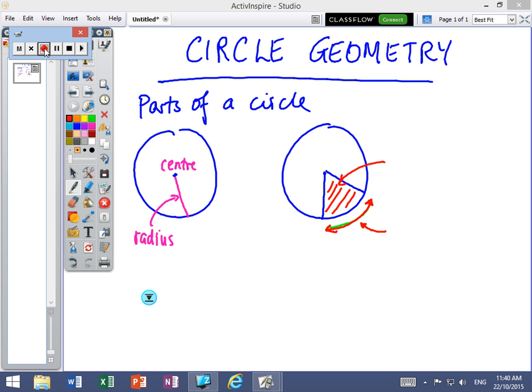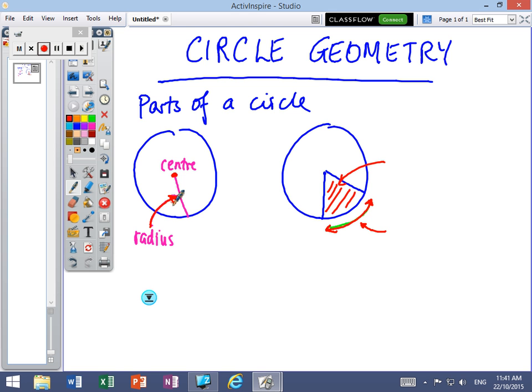Okay, so we've trialed this with the year 11s, and this is the first time we've gone live with year 10. We're looking at parts of a circle, and this is really baby stuff to start with. So we've got the center, which is in the middle, and the radius is the distance from the center to the circumference. So that's the first part.